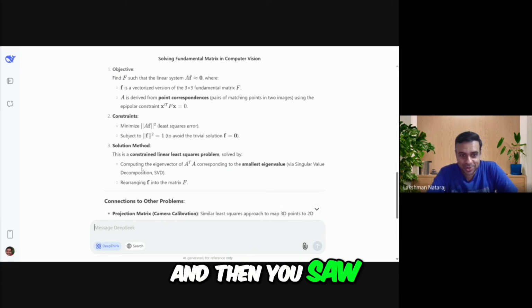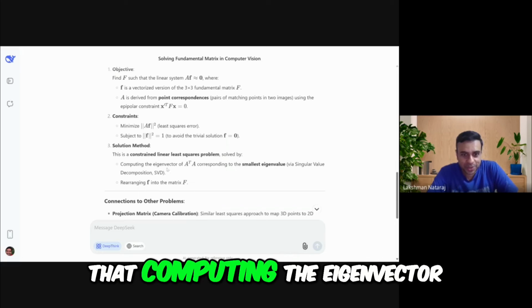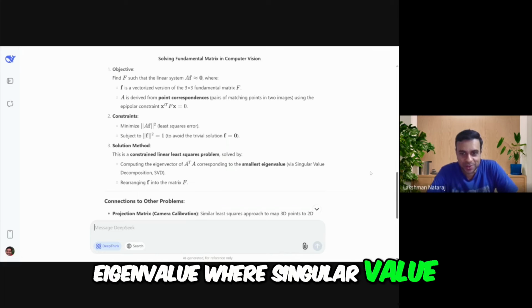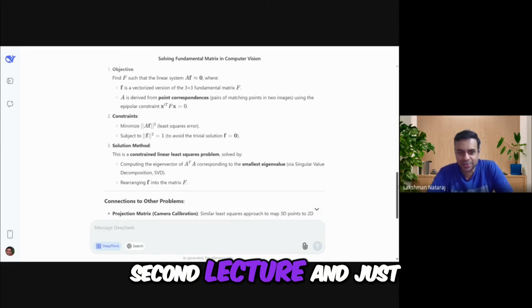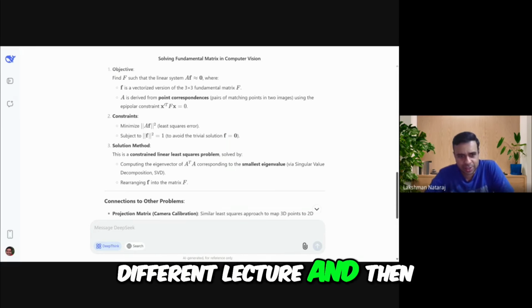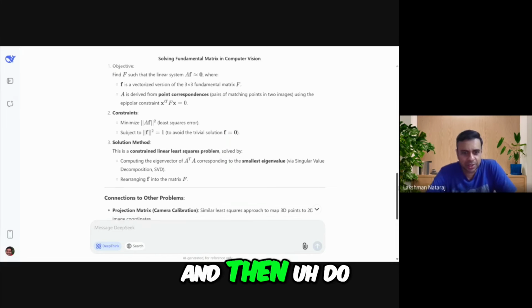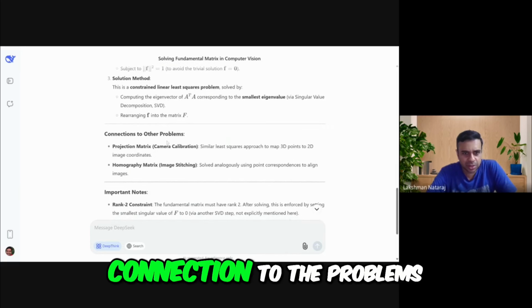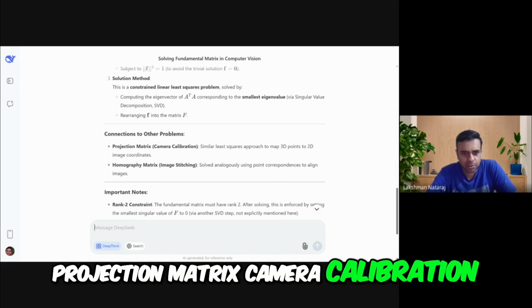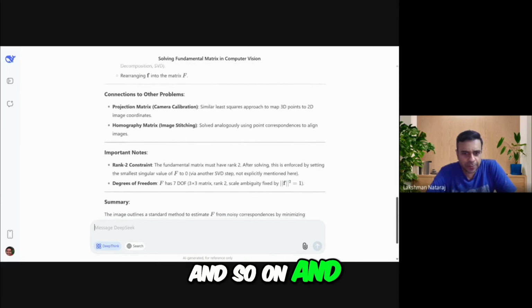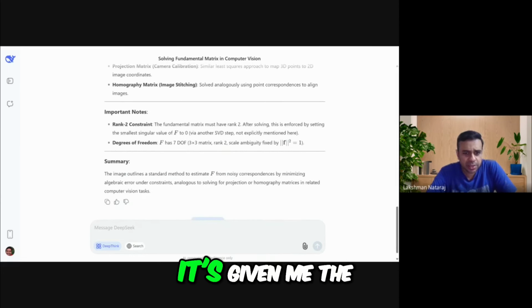And then, as you saw in the second lecture, computing the eigenvector of A transpose A corresponding to the smallest eigenvalue via singular value decomposition. This is what I saw in the second lecture. And just imagine, I had to go to a completely different lecture and then understand the steps here and then do this. So then it also talks about, I think this is already there in the screenshot, connections to other problems: projection matrix, camera calibration, homography matrix, image stitching, and so on. So basically it's given me the full detail here.